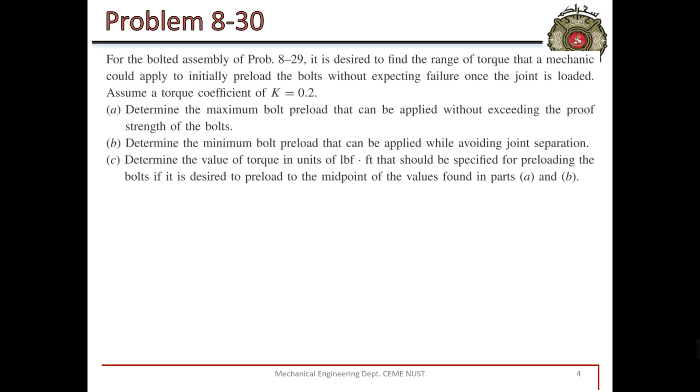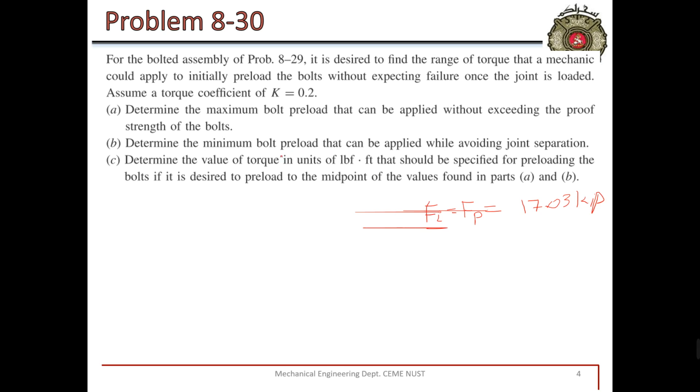So we'll be using the equation Fi equal to Fp. In the previous 829 problem, it was equal to 0.75 Fp, but this time it is equal to Fp. So Sp is given. We know the value of Sp, we know the value of At from the previous problem. So if you substitute values, it comes out to be 17.03 kip. We have Fi.